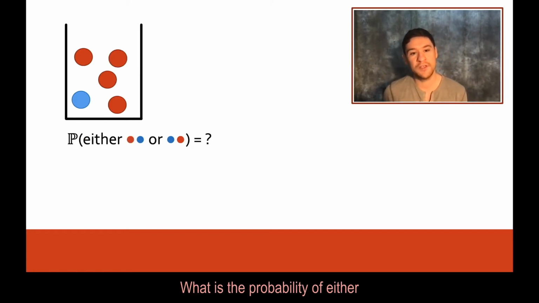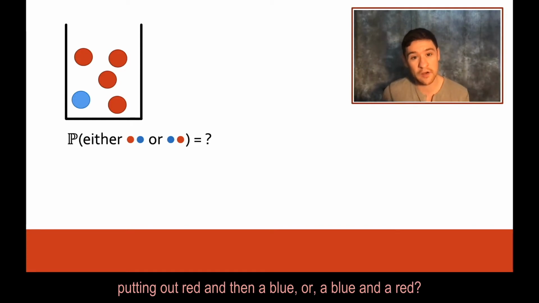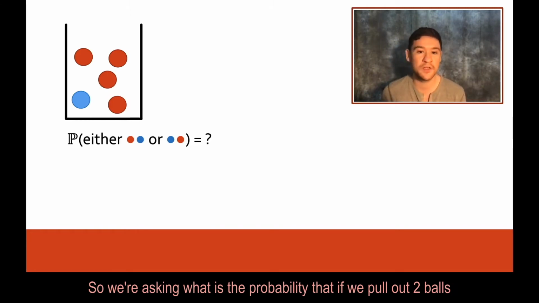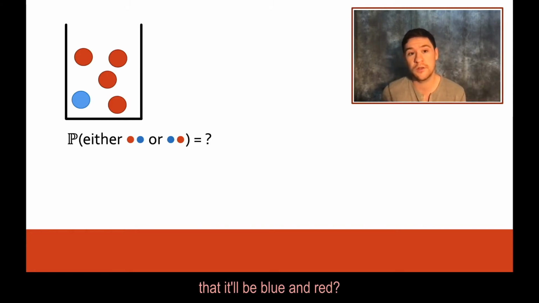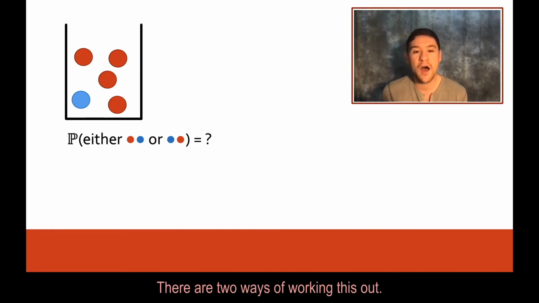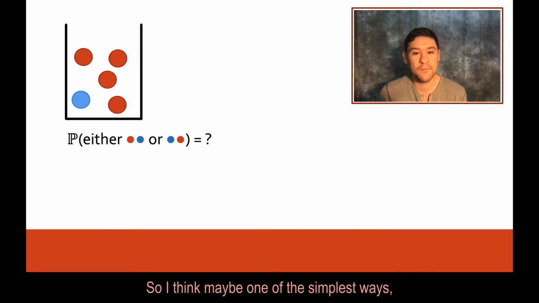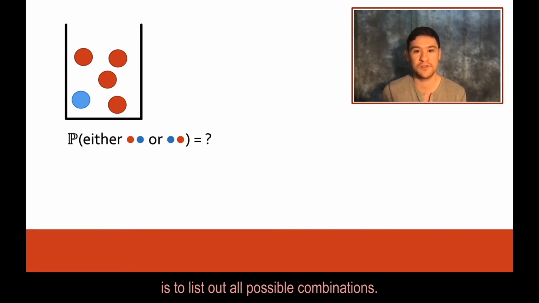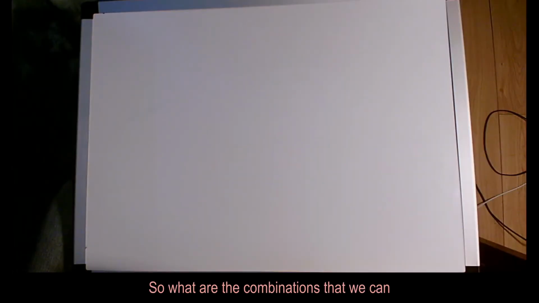What is the probability of either pulling out red and then a blue, or a blue and then a red? So we're asking, what is the probability that if we pull out 2 balls, it'll be blue and red? There are 2 ways of working this out. I think maybe one of the simplest ways, I'll do this on the whiteboard, is to list out all possible combinations. So what are the combinations that we can pull these balls out?